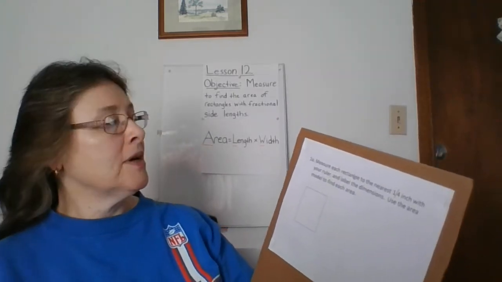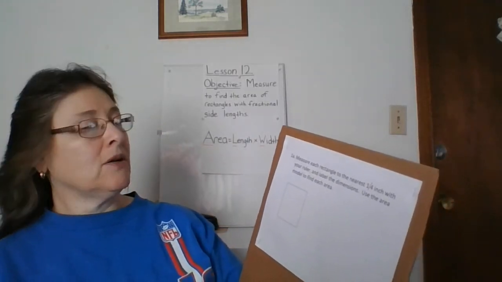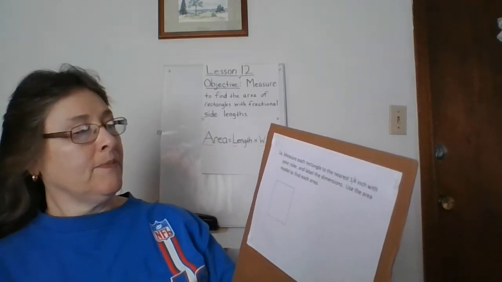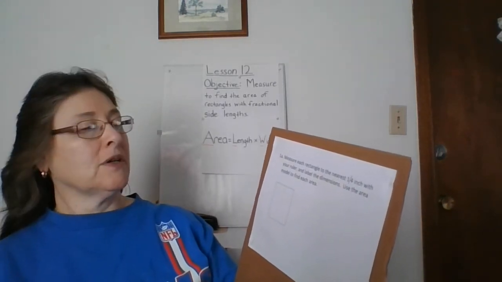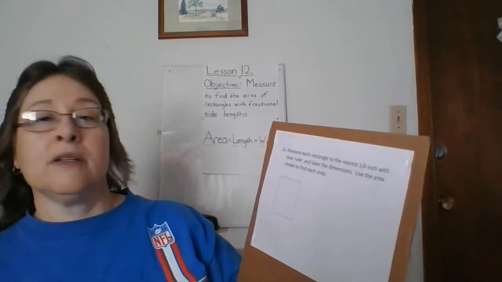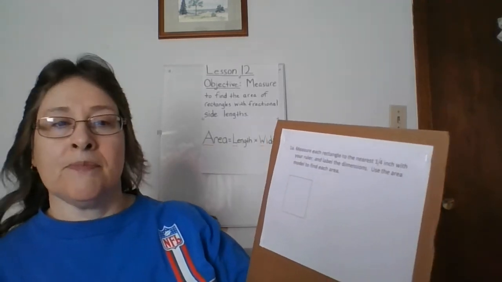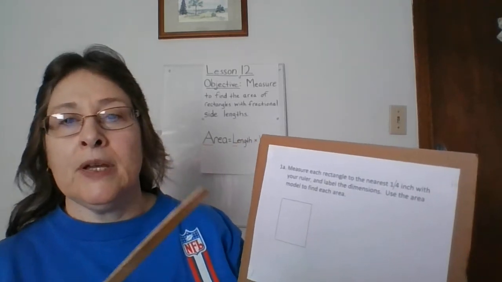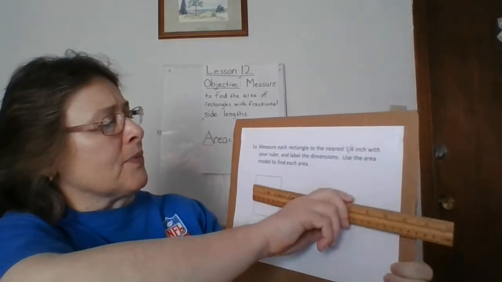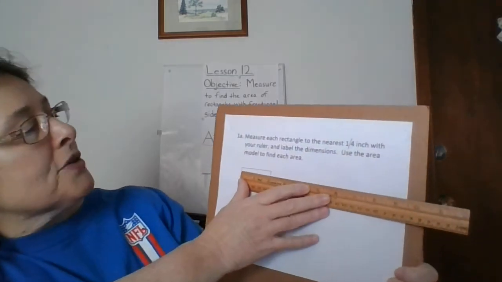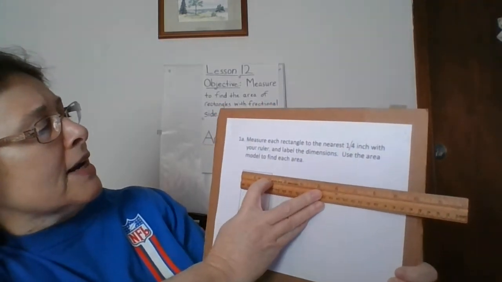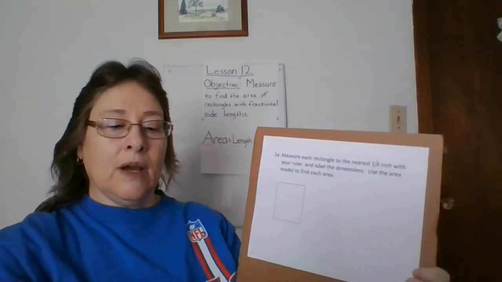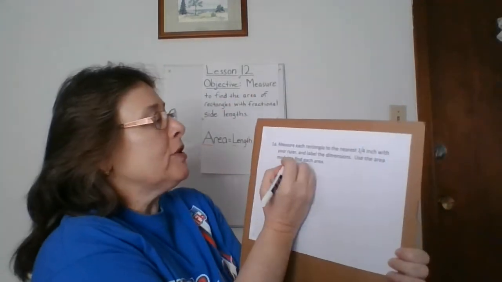Number 1 says, measure each rectangle to the nearest 1/4 inch with your ruler and then label the dimensions. Use the area model to find each area. So the first thing I need to do is take my ruler and measure the length. If I go across, it's exactly on the 2. So my length I'm going to label is 2 inches.